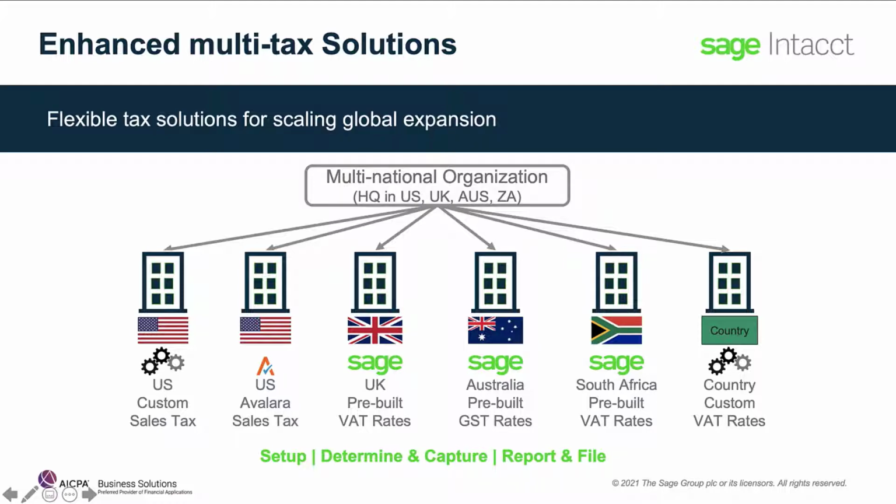Intacct supports specific regional compliance requirements. For example, Intacct supports electronic filing in regions like the UK, where electronic filing is required. We also support partial exemption for NFP organizations in the UK.